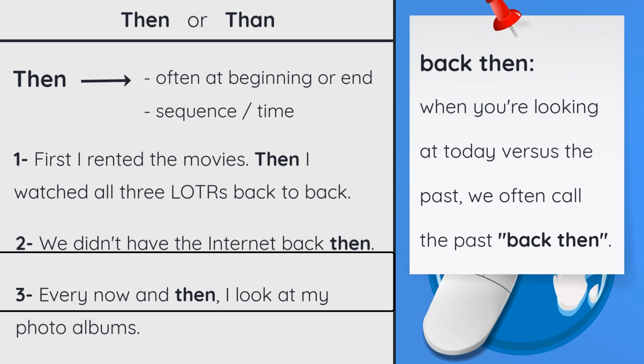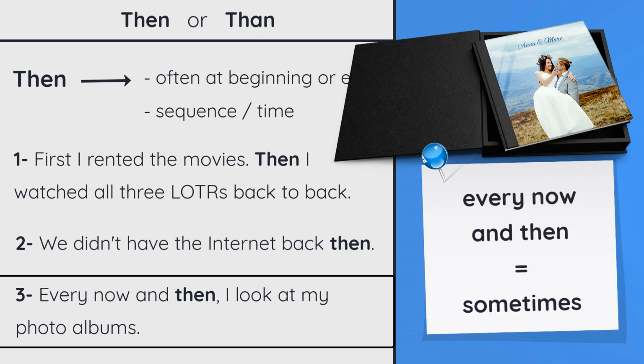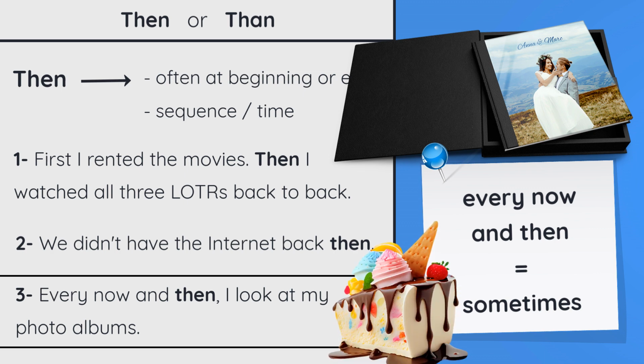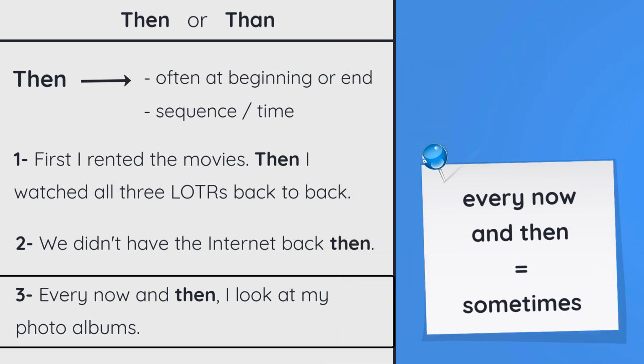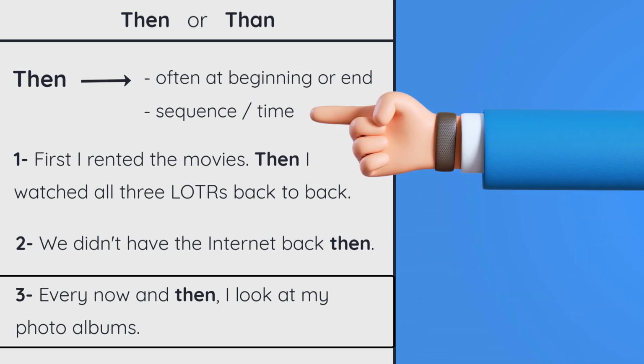Here's another common expression with then: every now and then. Every now and then means sometimes. Every now and then, I look at my photo album. Every now and then, I eat ice cream cake. It doesn't happen all the time. It happens once in a while. So you could say every now and then is very similar to every once in a while. Okay? So again, with then, think sequence, and think time.